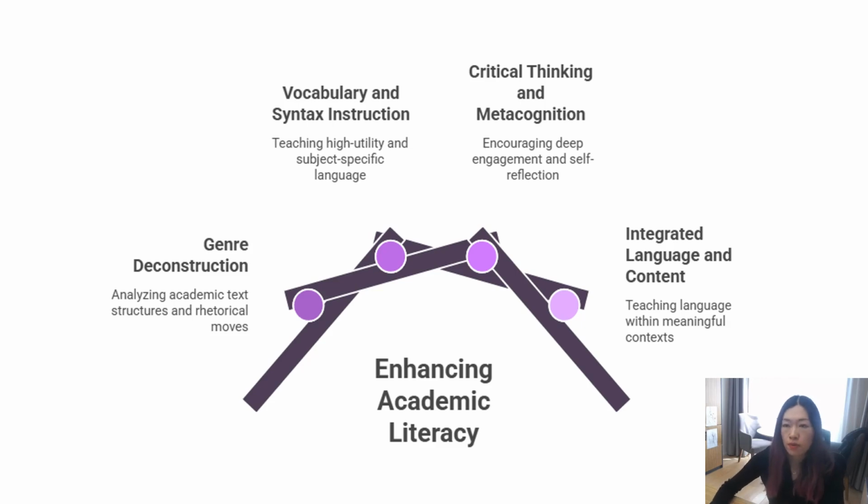This is probably the most powerful approach: explicitly teaching students the different genres they will encounter in academia, such as research articles, literature reviews, or conference posters. Language teaching must make the hidden rules of these texts visible for the students.